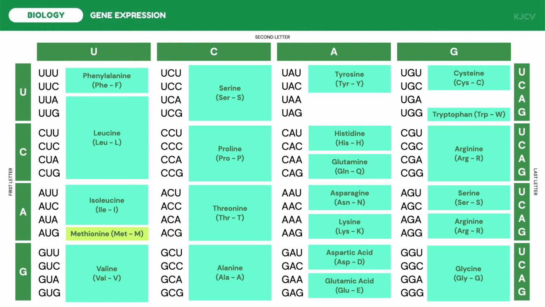But we have 3 codons that do not translate to an amino acid. This actually signals the termination of the translation process. The stop codons are UAA, UAG, and UGA.